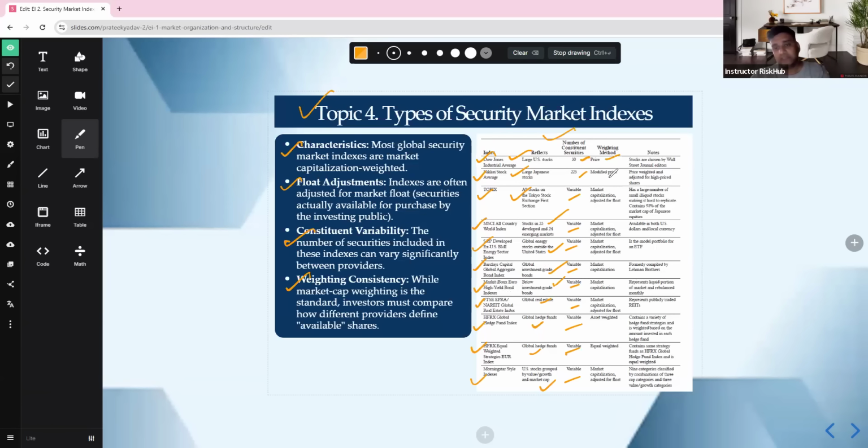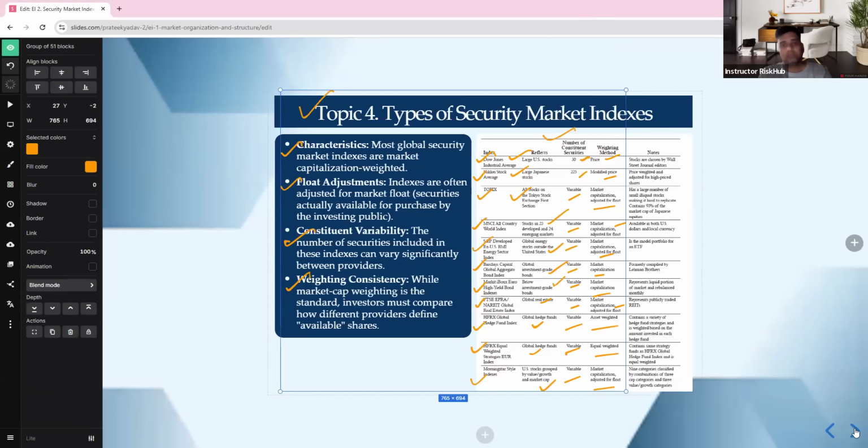This is price weighted, this is modified price, market cap weighted, asset weighted, equal weighted, right? All these things. Okay, remember that. Then we go to the next part.